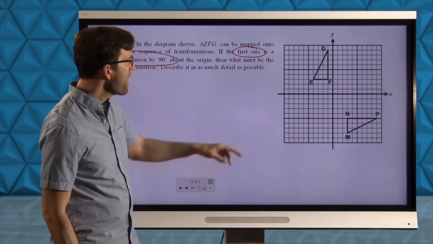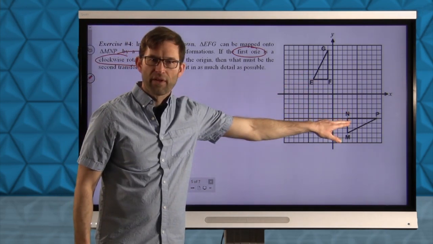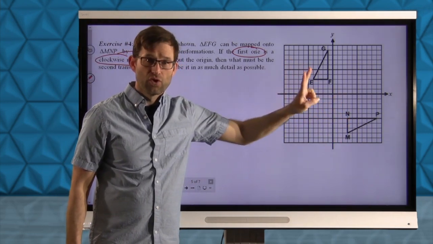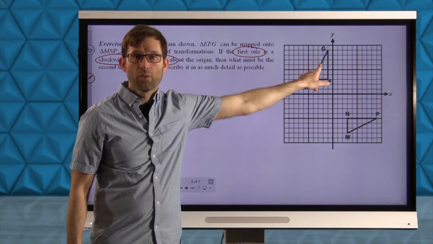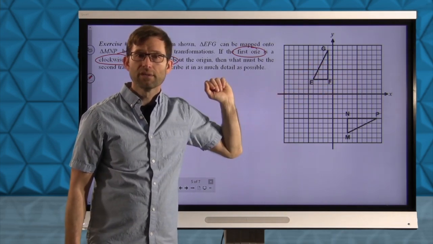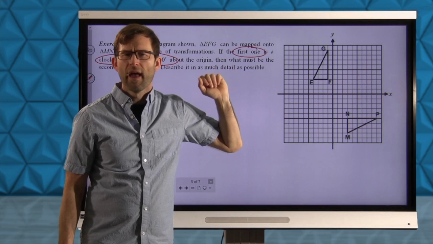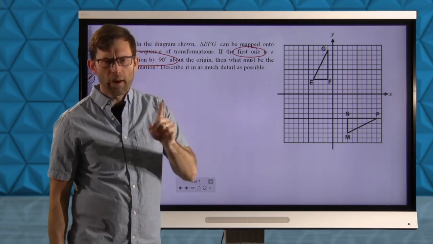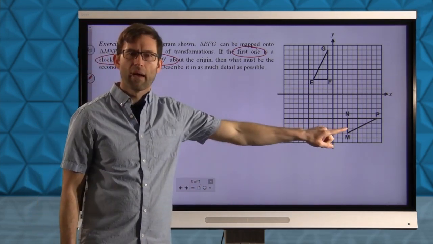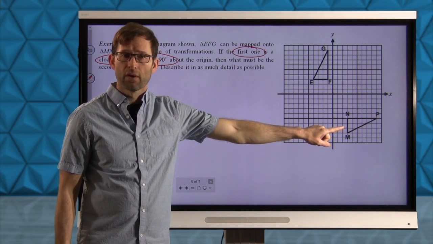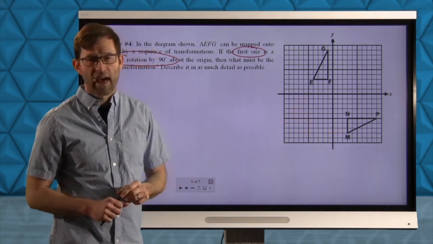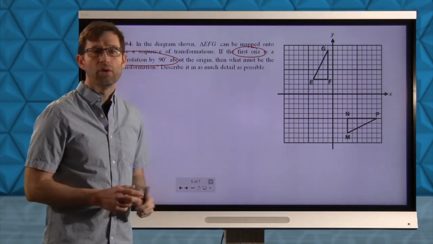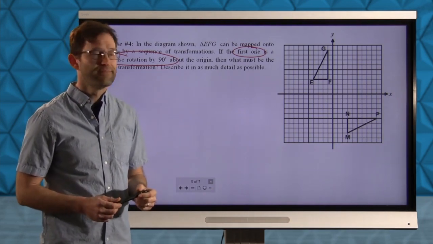Okay, so I'm mapping this thing on top of that thing. And I'm saying there's going to be two transformations. The first one will take this and rotate it 90 degrees clockwise about the origin, and then it must be followed up by one other transformation to get it to map on top of this right triangle down here. What is that transformation? What I'd like you to do is play around with this problem a bit.